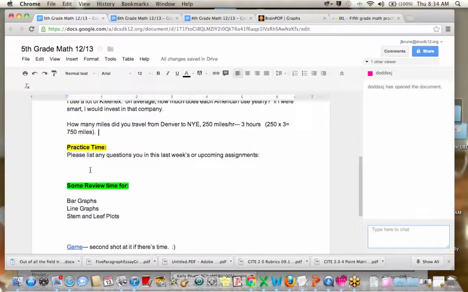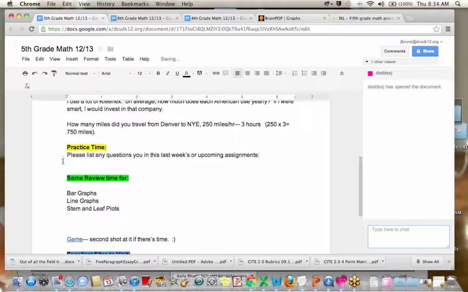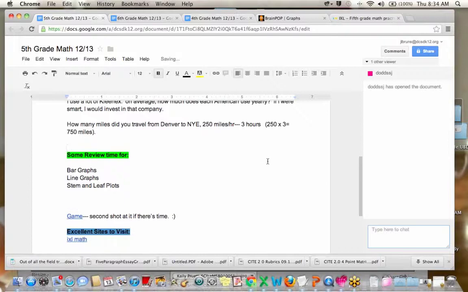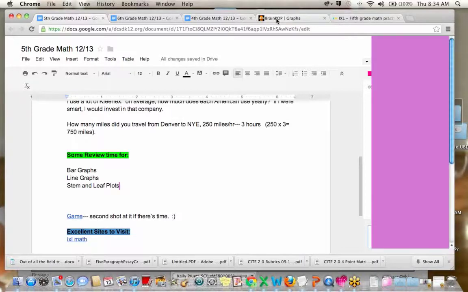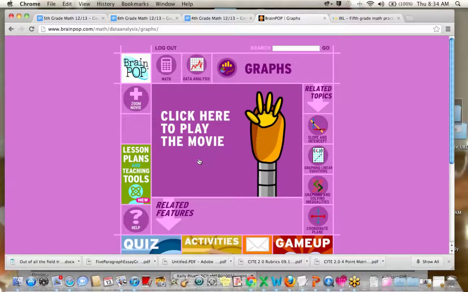And you guys have been doing something a little different. You kind of switched gears and you've been moving into different types of graphs. You've been looking at bar graphs and line graphs and stem and leaf plots. Basically, just a lot of different ways to take data and present that data in a picture format. So we actually have enough time today that we will watch a little BrainPOP video on graphs and then we'll do some practice. So here we go. Sit back and enjoy.